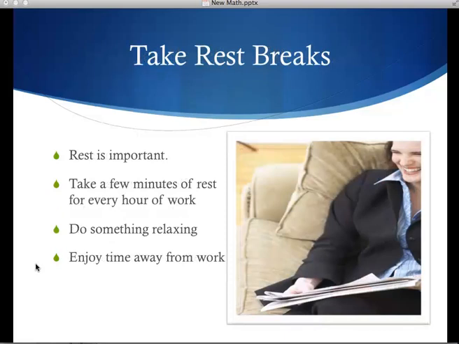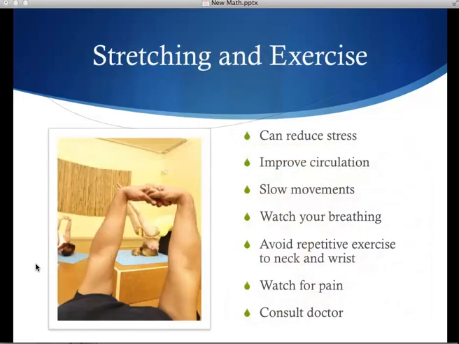Taking rest breaks is very important during work. Take a few minutes of rest for every hour of work. Do something relaxing after work. Stretching and exercise can also help us cope with the rigors of work. Stretching and exercise can reduce stress and improve circulation.